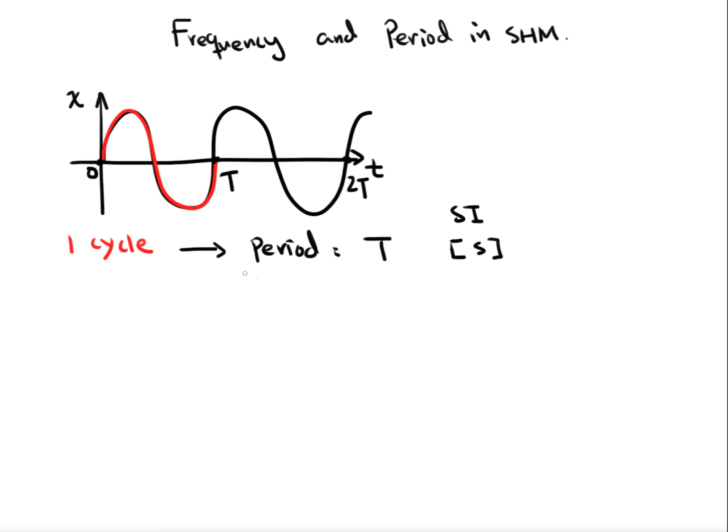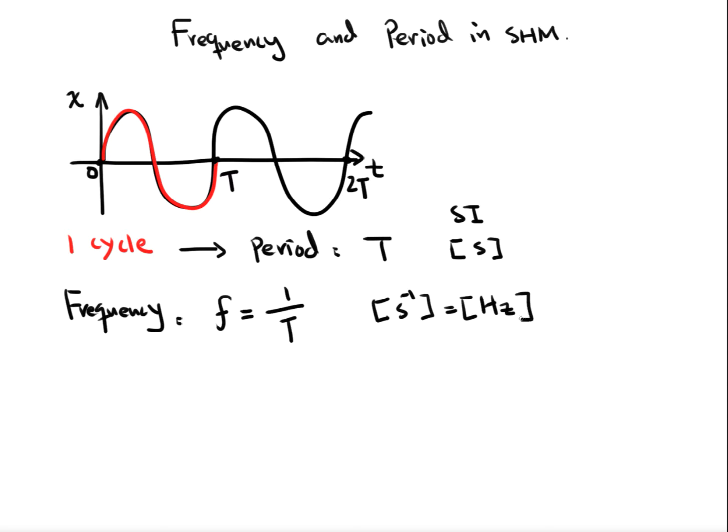Now, the inverse of this quantity, we define it as frequency. The symbol is f, which is given by 1 over T. Now its unit is per second, which is hertz. Right, we have a special name for it. And the frequency here represents the number of complete cycles in one second that can be done by the object.